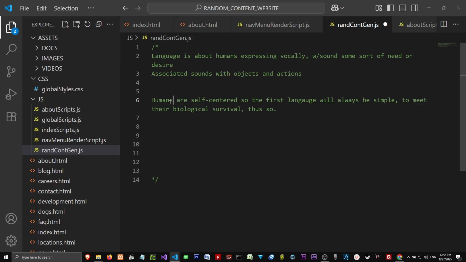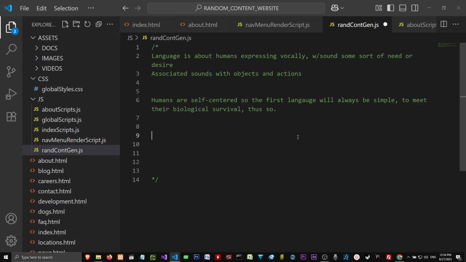It's all about survival. So the first language, the first sounds will always be simple and meet their biological survival needs. And so rudimentary languages are thus so simple, right? The language that we have now as an advanced species with technology is built on millennia of refinement and other things. But when it comes down to it, sounds are part of the evolution that kept us alive, associating sounds with, again, objects and actions, right?